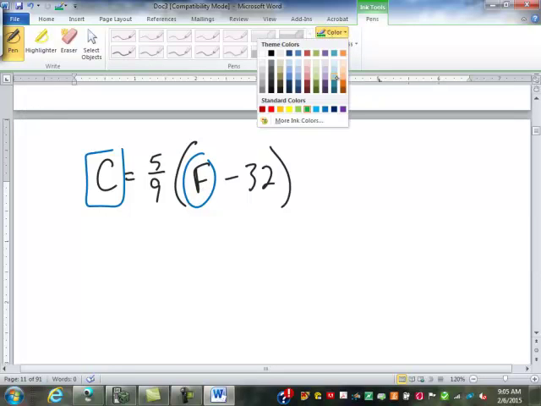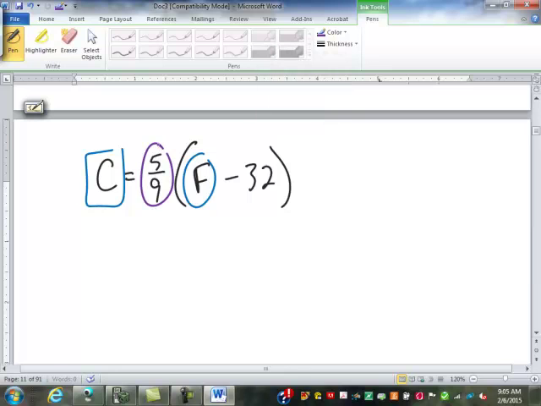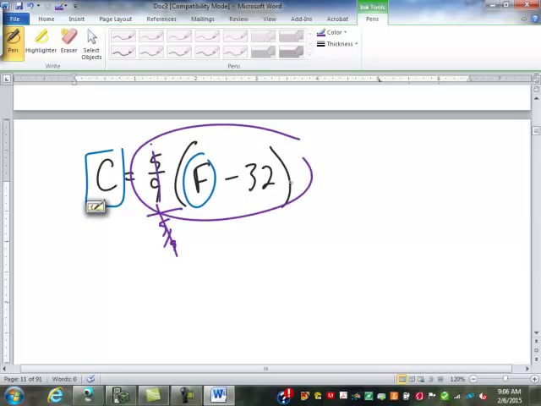Now normally we would distribute this 5/9 through here. Rather than doing that, I'm going to do it a little bit differently, and I'm going to just divide by the 5/9 on both sides to get rid of it. It avoids me having some really ugly fractions in my problem. So if I divide by 5/9, this goes away because this whole side of the equation is multiplied by 5/9 right now, so I can divide by it and make it go away.